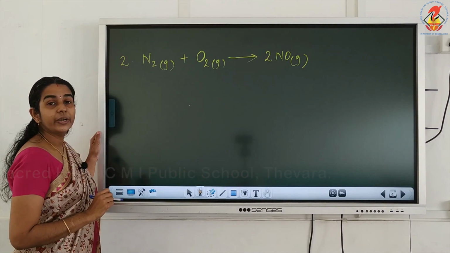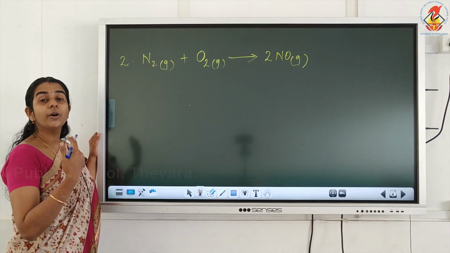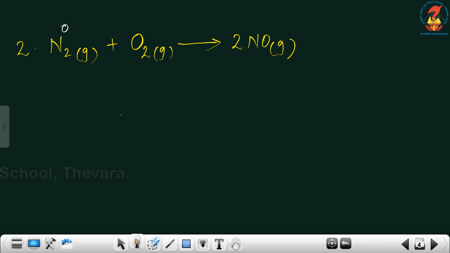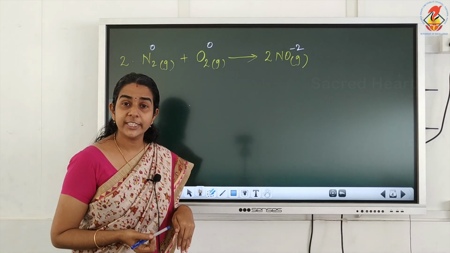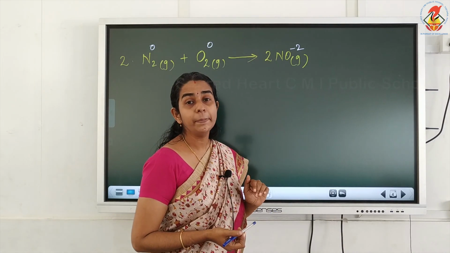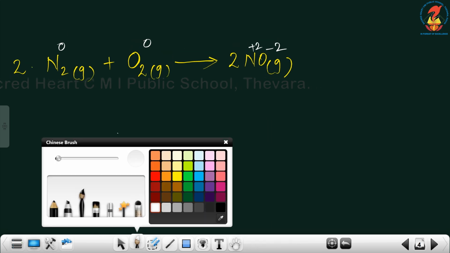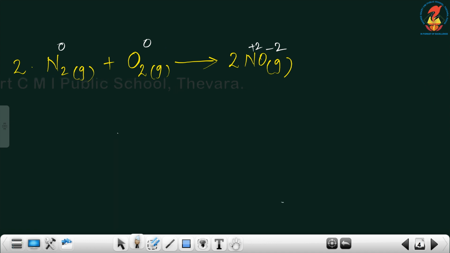So N2, it is in the uncombined or free state. In the free state, we know that the oxidation number or oxidation state will be 0. O2 is also in the free state or uncombined state, so here also 0. Now here we know that the oxygen oxidation state is -2. It is a neutral species given, so the sum of oxidation states should be equal to 0. So if oxygen is -2, for nitrogen it should be +2, and we have only one nitrogen, so here it should be +2.